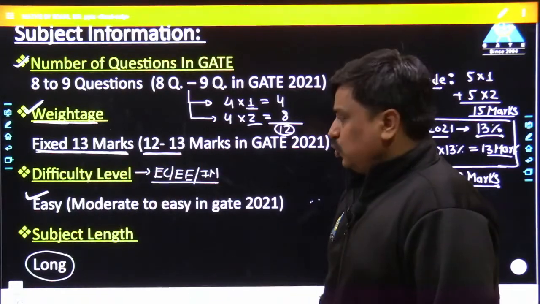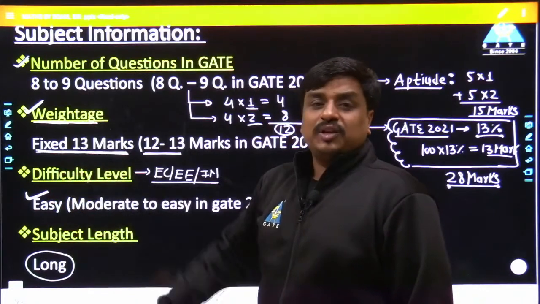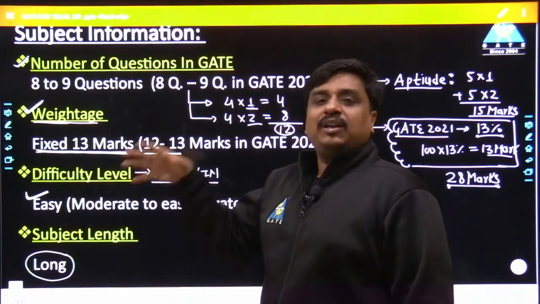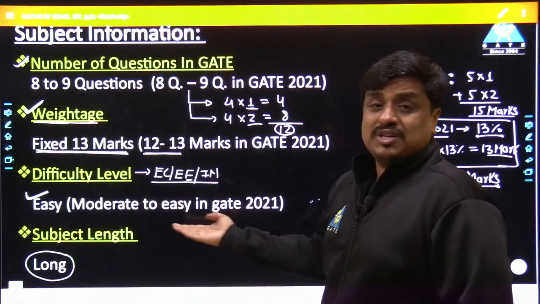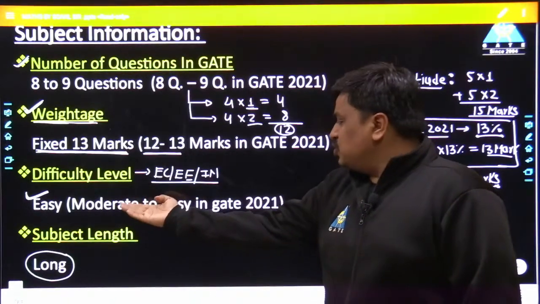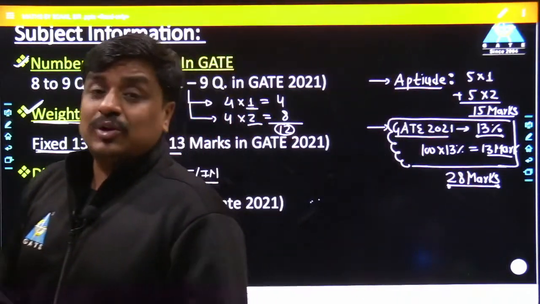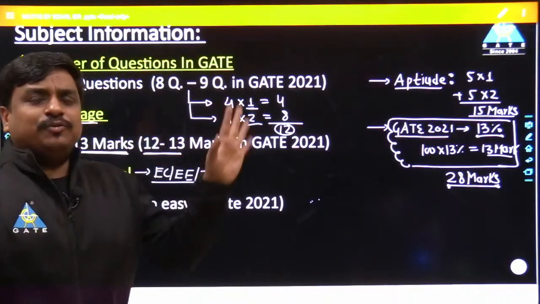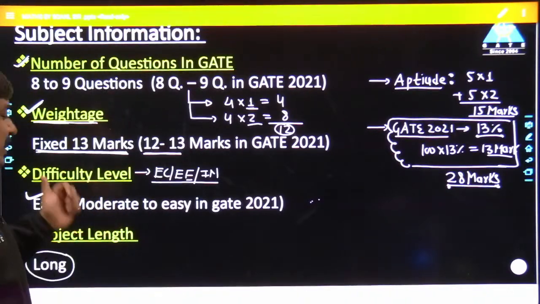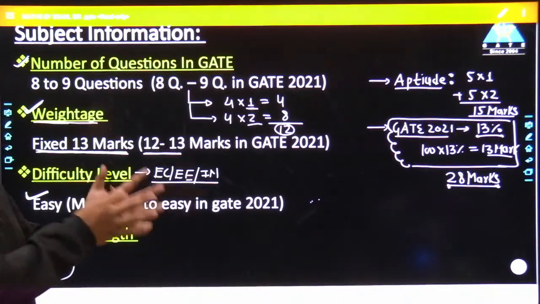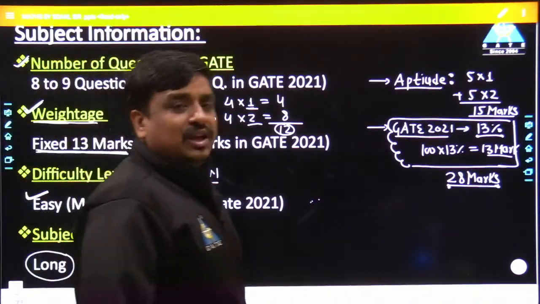Difficulty level: so far, in the papers which have been coming earlier, the mathematics portion used to be the easier one. Specifically, in GATE 2021 Electrical, Electronics and Instrumentation, I can say the questions belonged to the range of moderate to easy. Lastly, if you really want to dive into the complete concept of engineering mathematics, one problem comes to our mind: sir, should I keep this subject as a long subject, mediocre subject or short subject? Definitely I would keep this as a long subject.